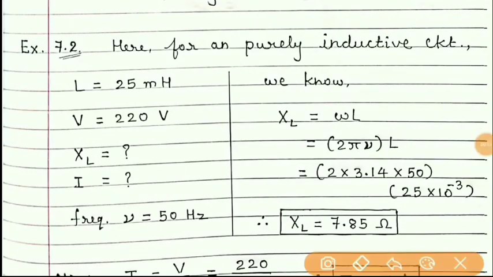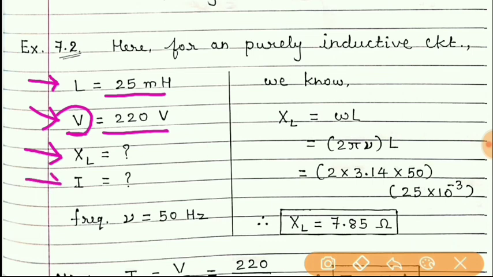So now I have mentioned the given conditions. Inductance denoted by L is given 25 millihenry. Source voltage capital V means this is the RMS value of voltage. It is equal to 220 volt. We want to find the inductive reactance XL and the RMS current capital I. Frequency, its symbol is nu and it is given 50 Hz.